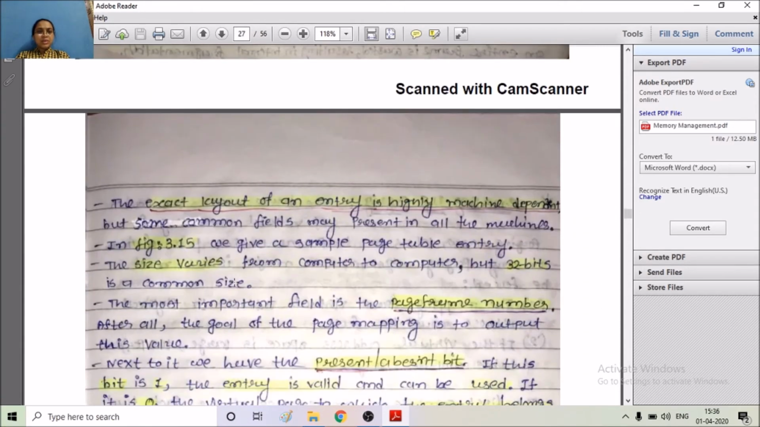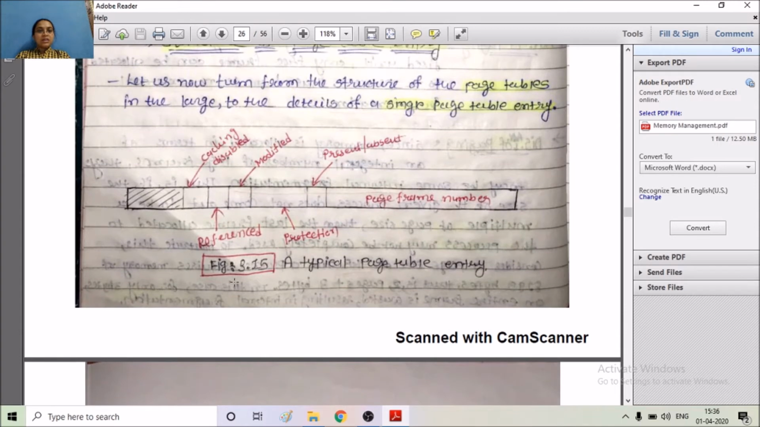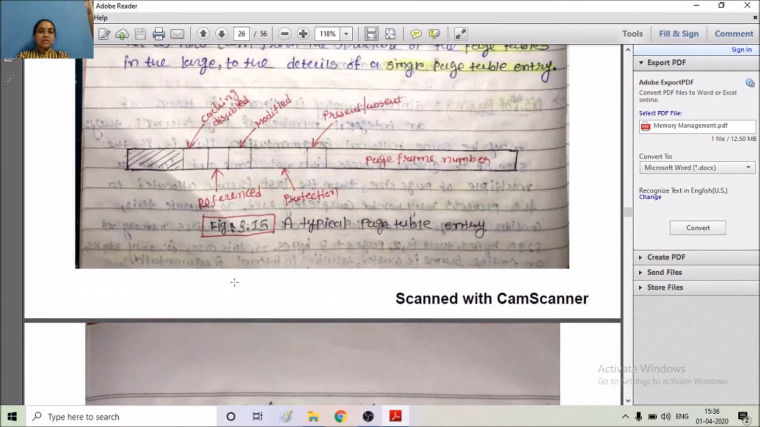For a single page table entry, we can see figure 3.15, for a 32-bit computer. Size varies from computer to computer, but 32-bit is the common size. In this entry, we have this information: caching disabled, referenced bit, modified bit, protection bit, present/absent bit, and page frame number. Now let us discuss each and every field in detail. What is the meaning of each particular bit? Suppose your single page table entry is 32 bits, then each and every bit indicates something. Let us try to understand.